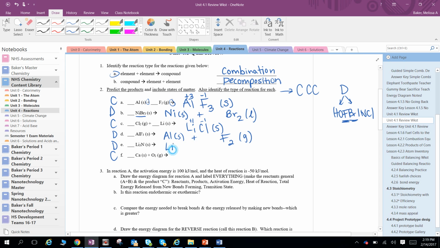Another decomposition reaction, lithium breaks apart from nitrogen. Nitrogen is a part of Hofbrinkel, so it gets a 2. Lithium is a solid metal, and nitrogen is a gas. We need to crisscross for the last one here. Calcium has a +2 charge, oxygen has a -2, so those cancel out. It's just CaO, and it gets an S because it is an ionic solid.